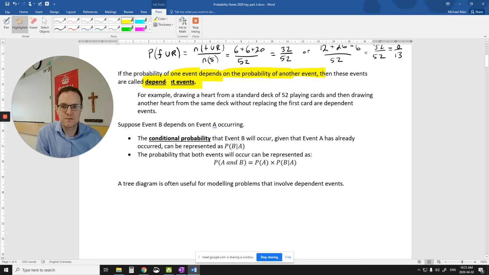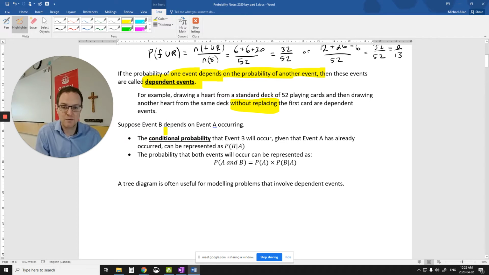So by doing one event, it changes the probability of something else. You can see this little example down here. You draw a heart from a deck, and then you draw another heart from the same deck, but you didn't replace the first card. You didn't put it back in there, so the new probability is going to be slightly different. Rather than dividing by 52, because I have one less card, I'm going to divide by 51.